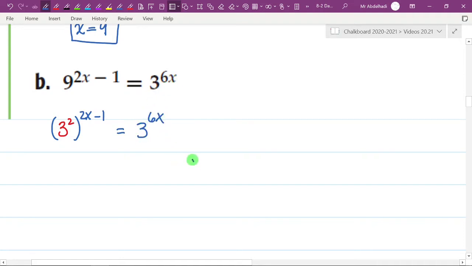And there you go. Can I drop the bases yet? Not yet, because I have to do the multiplying here. So we have to multiply 2 times 2x minus 1. So it's 2 terms. We'll distribute. And let's see what we get. We get 3 to the power of 4x minus 2. And this is 3 to the 6x still. Do the bases match? Yes. Are the powers fully simplified? Yes. Drop the base. So we get 4x minus 2 equals 6x. And now you're in Algebra 1 land. You just have to solve the equation, get x by itself.